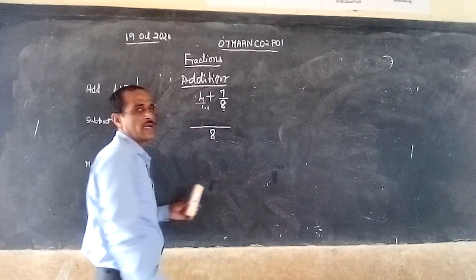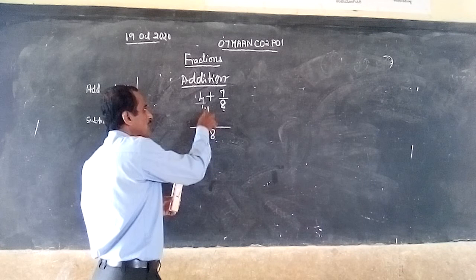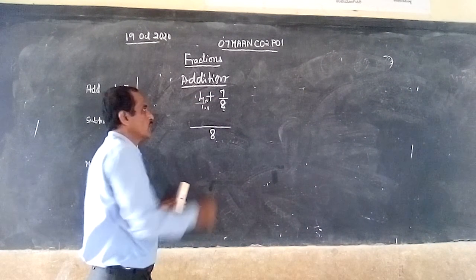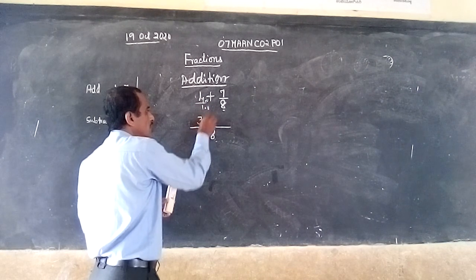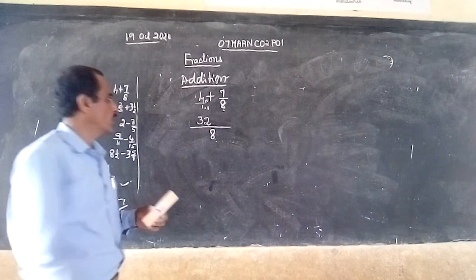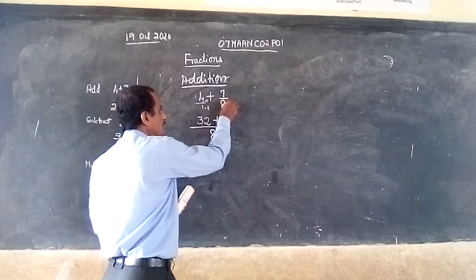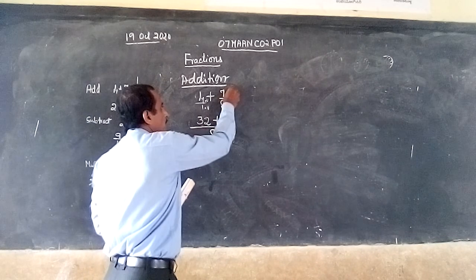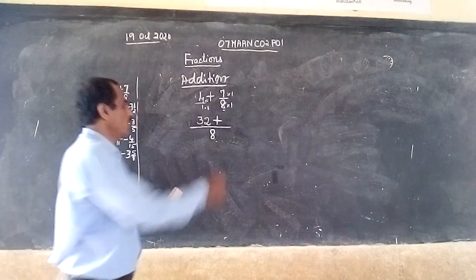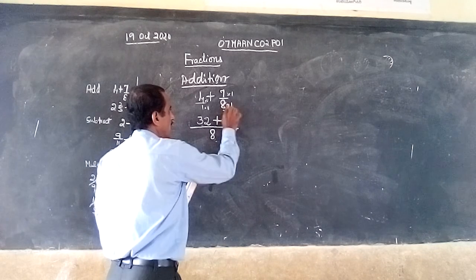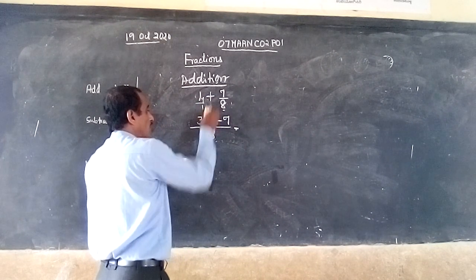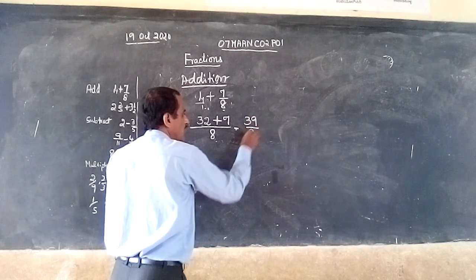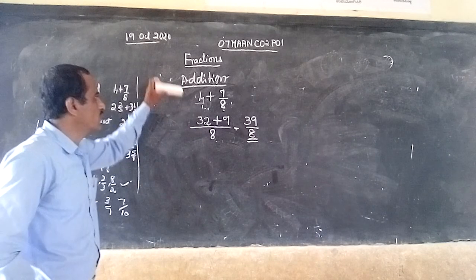Now, to get 8, what you have to do? To 1, you have to multiply by 8. So if you multiply by 8 to this 1, here also you have to multiply by 8. So, 4 8s are 32. Okay, plus. Next, to get this 8, you have to multiply by 1 to this 8, so you have to multiply by 1 to this numerator also. So 7 into 1 is 7. So what is the answer? 32 plus 7 is equal to 39. So 39 by 8 is the sum of 4 plus 7 by 8.